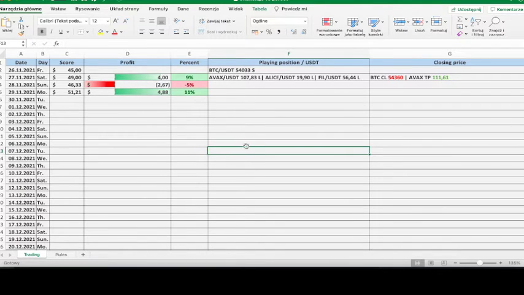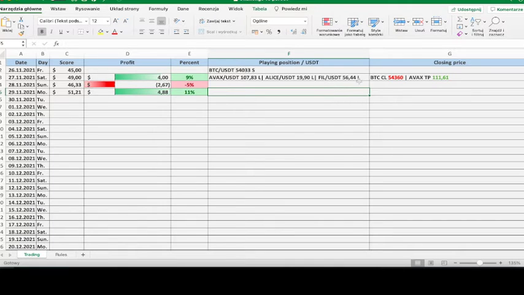On our 10%. Here we put all the playing position. Here we put the closing position. Bitcoin close manually on that number. Red color means that we have small minus. AVAX we get take profit. Now we have two position open.